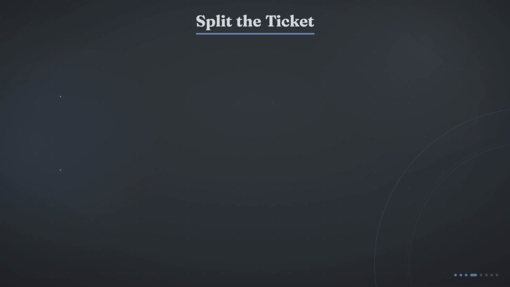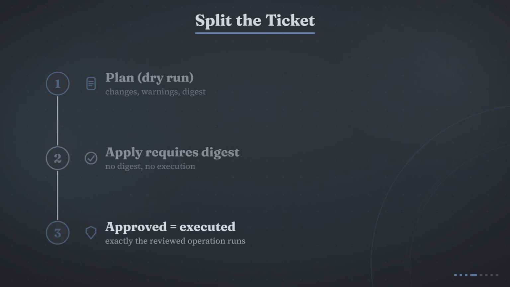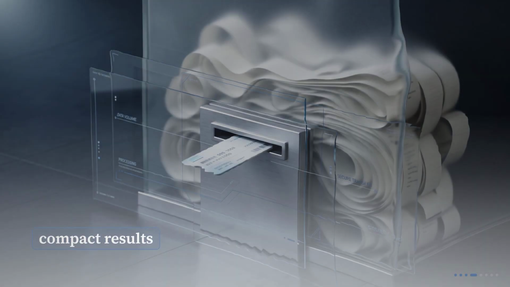For consequential operations, split the ticket in 2. First, release plan preview returns the proposed changes, warnings, affected objects, and a digest. Then, release plan apply requires that digest, so the operation a human approved is exactly the operation that runs. And keep every result compact. Large responses flood the model's context and make multi-step work unreliable.